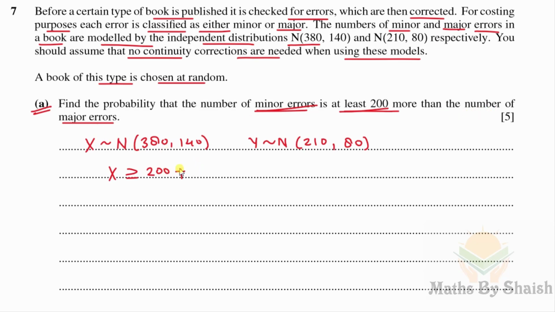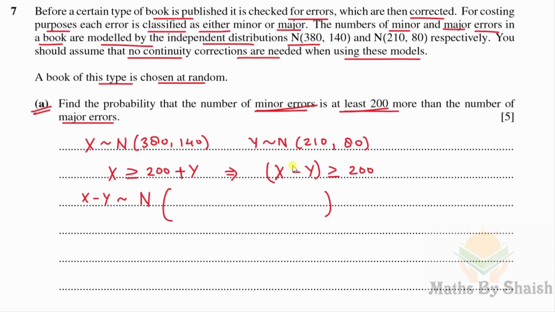So it is greater than or equal to 200 plus y. So we need to find this probability. What we are going to do is make another random variable by taking y to the other side. It becomes x minus y, and then we calculate the probability for greater than or equal to 200. This is another random variable, and we know that any linear combination of two normal distributions is again normal, so x minus y would also be normal.